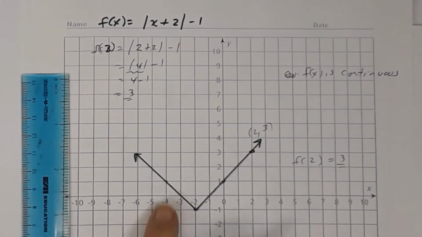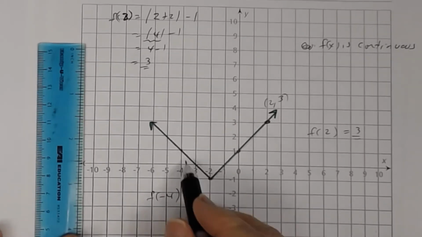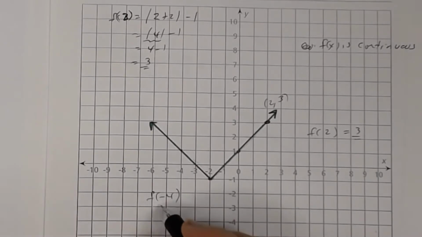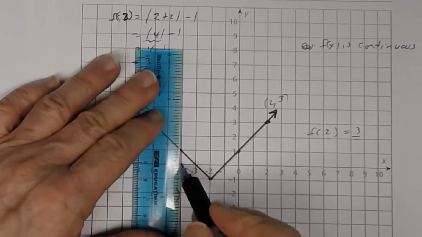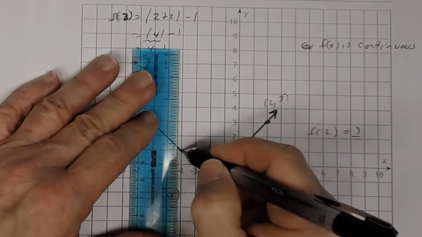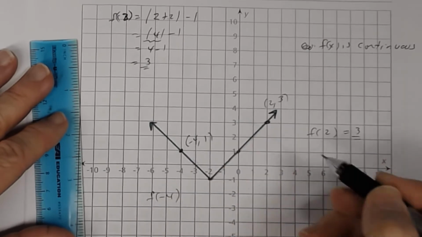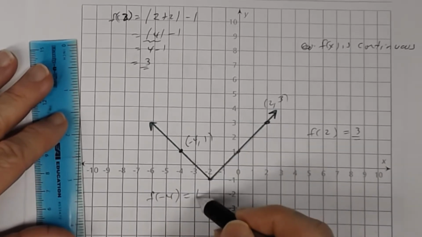If I want to find f of negative 4 from the graph, remember what this means: what's the y value when x is negative 4? When x is negative 4, the point that corresponds to it is here, (negative 4, 1). So my y value when x is negative 4 is 1.